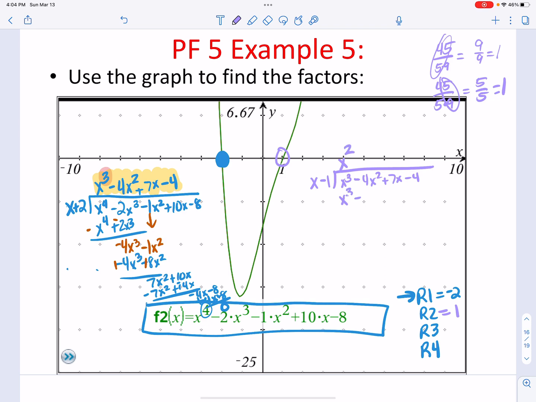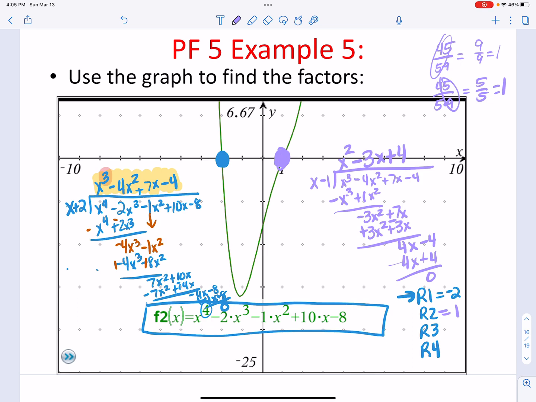So that's x cubed minus 1x squared. Change your signs. That's a negative 3x squared plus 7x. Negative 3x. Negative 3x squared plus 3x. Change your signs is 4x minus 4. So plus 4. So I get 4x minus 4, change your signs, and my remainder is 0. How did I know I was going to get a remainder of 0? Because it hits the axis at 1. So it has to work.